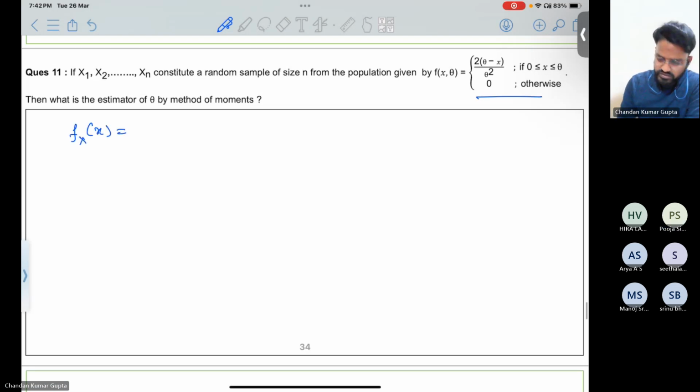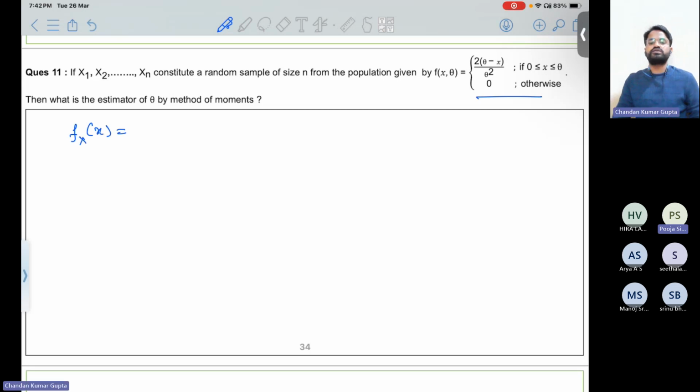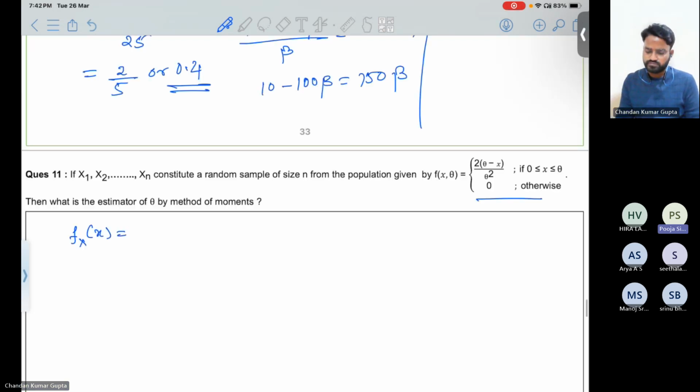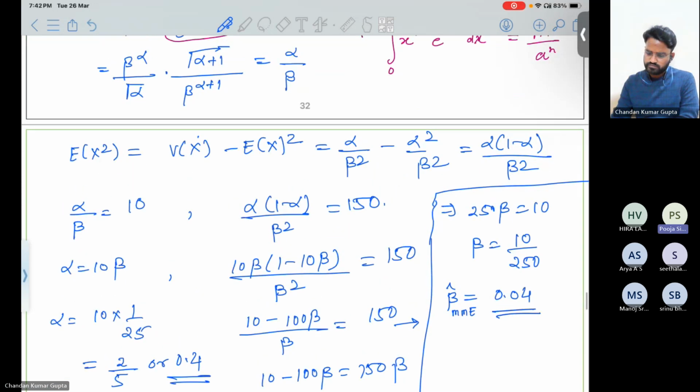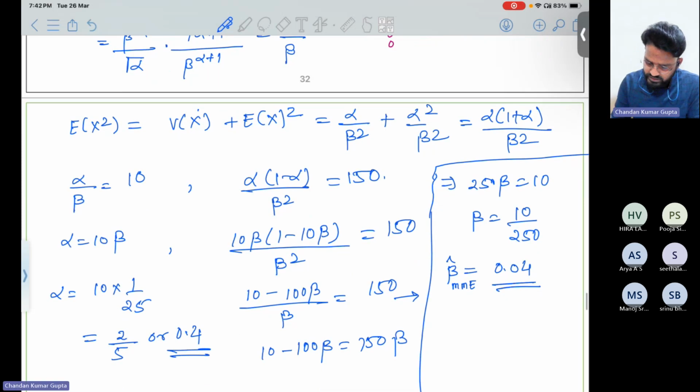Sir, in the previous question, the value of expectation of x square has some mistake here. It is variance of x plus expectation of x square. Okay. It is plus, na? It is also plus. Then it is also plus. That means it is 50.